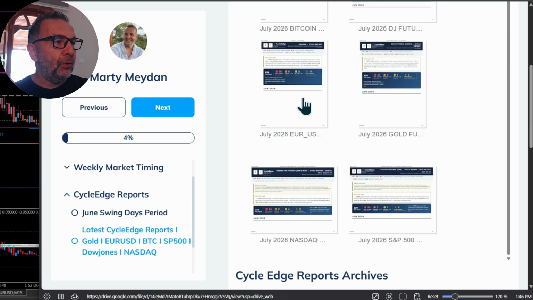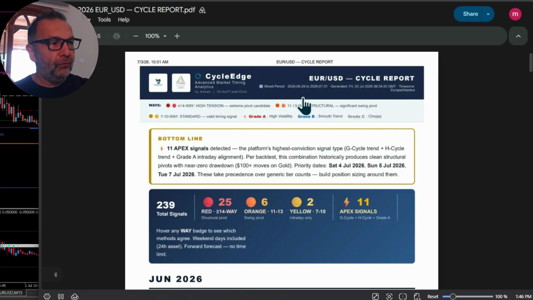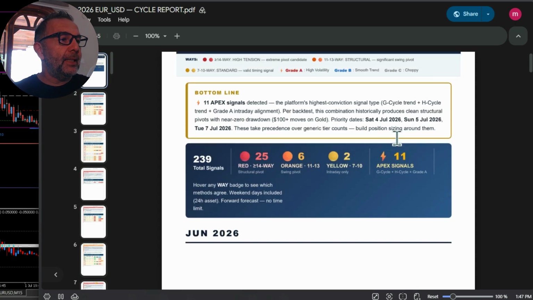Let's open up euro dollar because I did a euro dollar trade in the video for the members area the other day. Now this, as you can see, is the report, euro dollar, and it's giving me the period here. It's from the 29th of July to the 31st of December. All right. So that's how it is. And it was printed on the 3rd of July, as you can see, today. All right. Now, let's take a look.